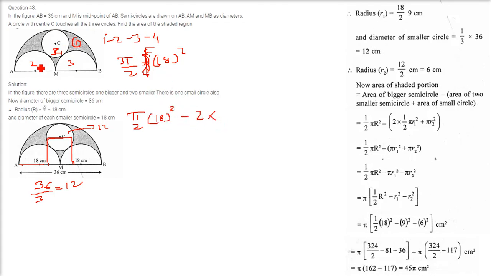Now twice into, why am I doing twice? Because 2 and 3 are exactly similar. So 2 into pi by 2 into r square. What is the radius of this? This is 18, so the radius will be 9 square.